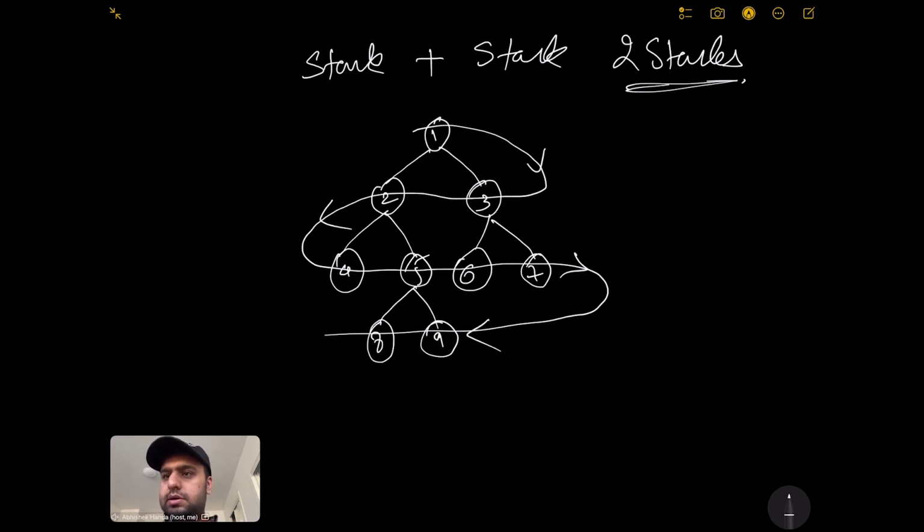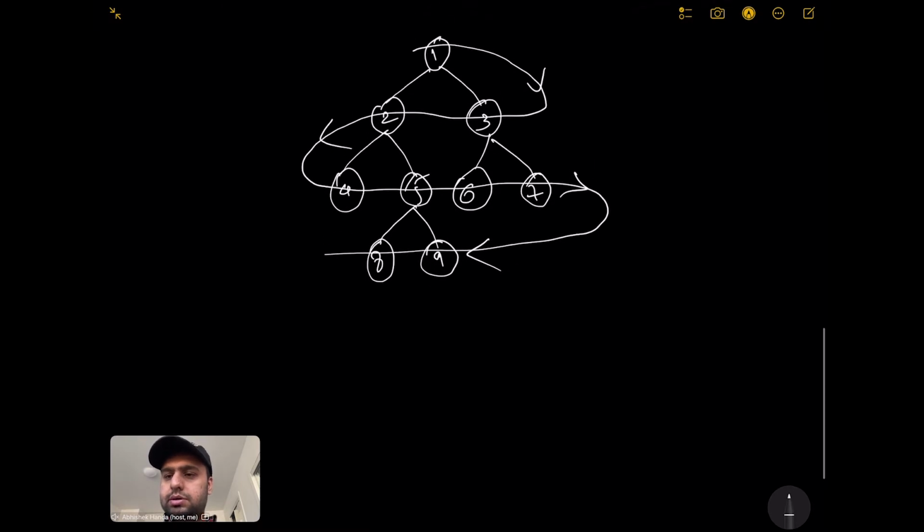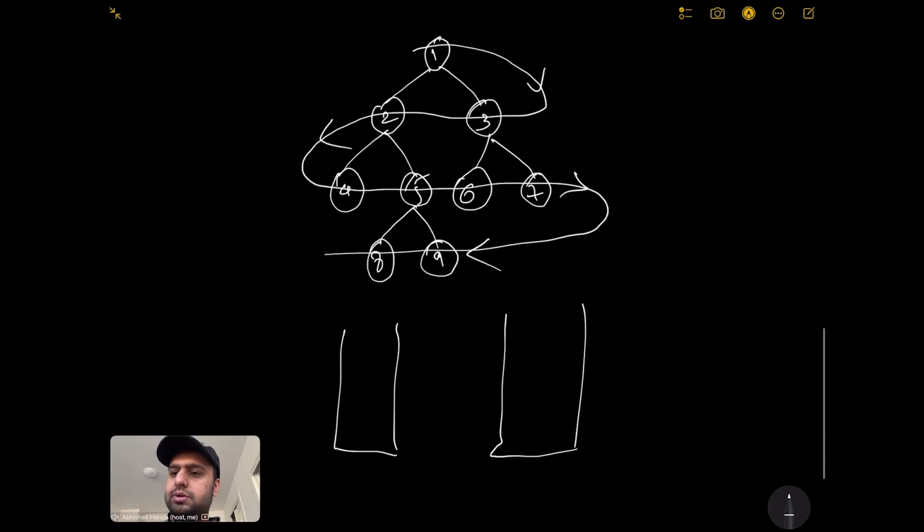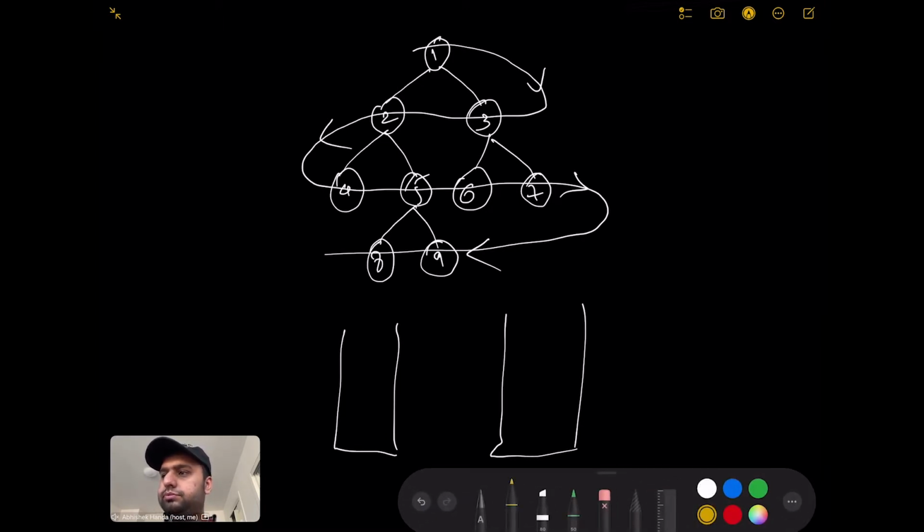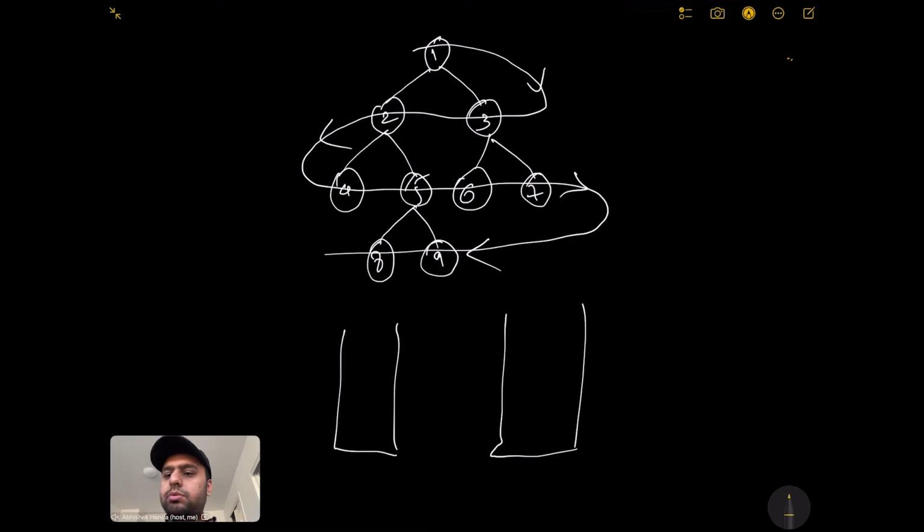So what I'm going to do is, these are my two stacks. Let me call this stack number 1, and this is my stack number 2. Let me insert the node number 1 into stack number 1, and what we are going to do now is take the element out of the stack. Let's start from stack number 1.